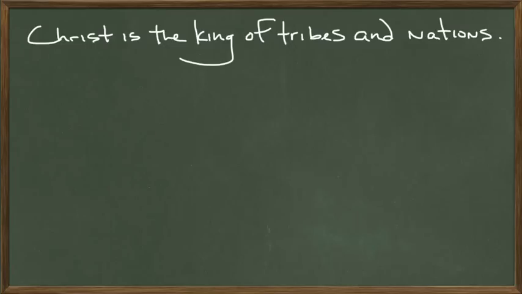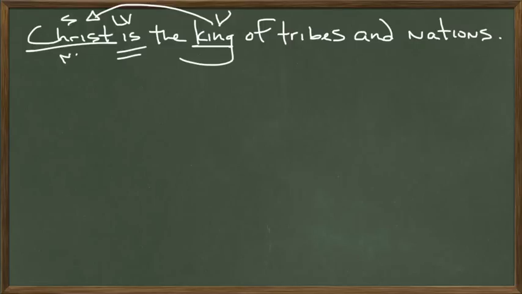This is sentence 3 from exercise 47. Christ is the King of tribes and nations. Subject of the sentence, Christ. Subject of the sentence, nominative case. Christ what? Christ is. Verb. What kind of verb is it? It's a linking verb, and we know it because we have this noun that follows this verb here and renames the subject. When a noun follows a linking verb and renames the subject, it is a predicate nominative, and of course goes into the nominative case.